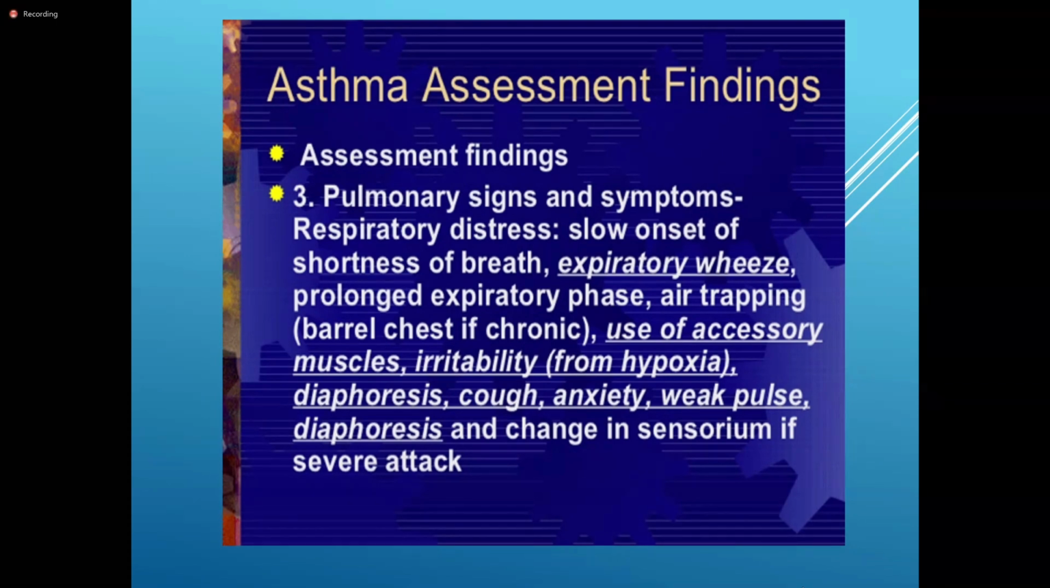Use of accessory muscles, there it is. Using their chest muscles, working hard to breathe, tugging to breathe. They might be irritable. This might be your child that has hypoxia. They might get sweaty. There's that cough again. They might have anxiety. They might get diaphoresis again. They might have a weak pulse. And then again, if they're hypoxic enough, it might affect their level of consciousness.